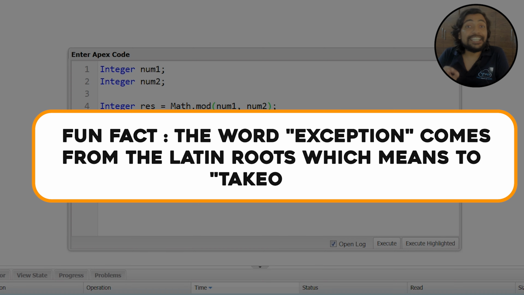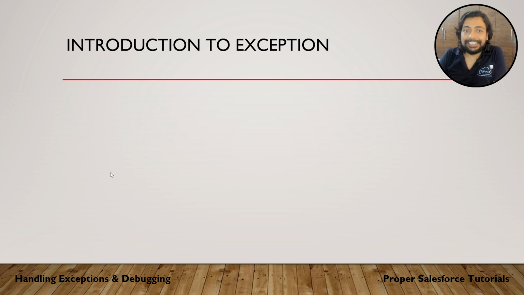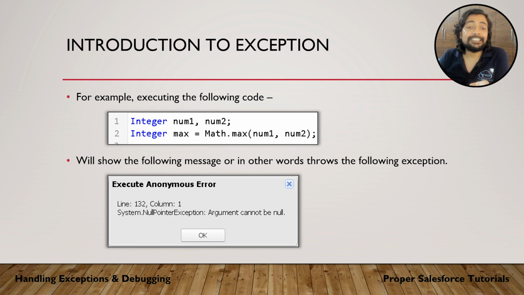Fun fact, the word exception comes from Latin roots which mean to take out, and that's exactly what it does. It pulls out the normal flow of the program. Now we have already seen a practical example of an exception. A similar thing is shown over here as well. If any such statement is executed, here you can see num1 and num2 are there. I'm using Math.max, passing num1 and num2 over there. Both do not have any value, and certainly we will have an exception like that.